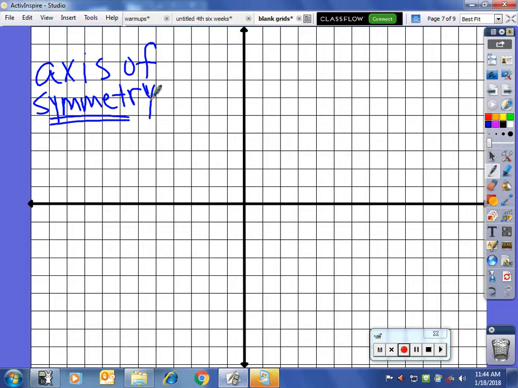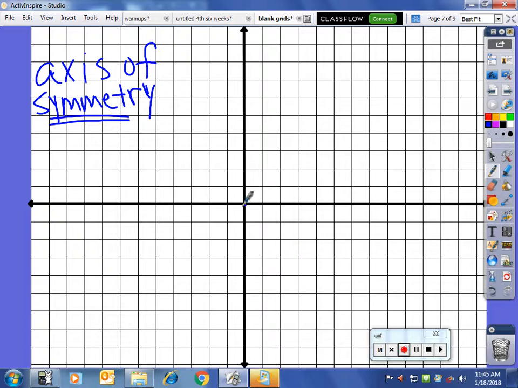What does symmetry mean? Identical, yes, the same. I think of it as like a mirror image. It's like when you see the same thing on both sides of the mirror. Okay, so this is where it's right through the middle of your graph.